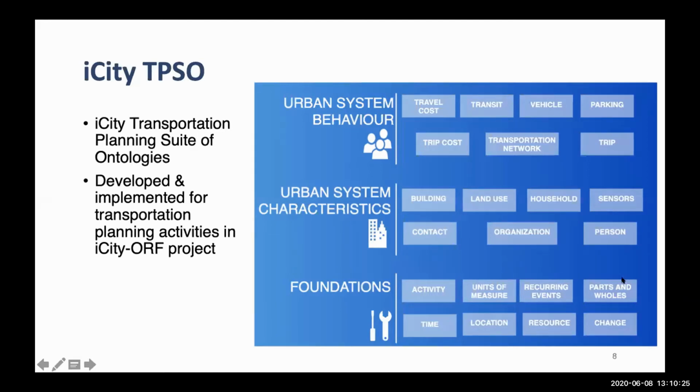At the bottom, you can see the set of foundational ontologies where we're defining concepts like activity, time, and location. Then there's a set of ontologies that focuses more on the characteristics of the urban system, things like the buildings and land use and so on. And then a set of ontologies that focuses more on the behavior within the urban systems, things like transit, trips, and travel, and so on.